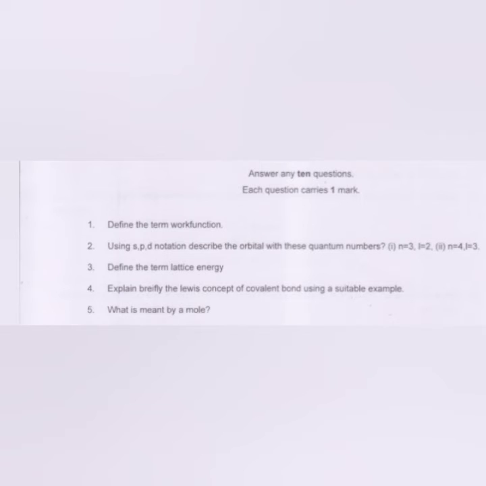December 2018. 1. Define the term work function. 2. Using spd notation, describe the orbital with these quantum numbers. 1. n = 3, l = 2. 2. n = 4, l = 3. 3. Define the term lattice energy. 4. Explain briefly the Lewis concept of covalent bond using a suitable example.